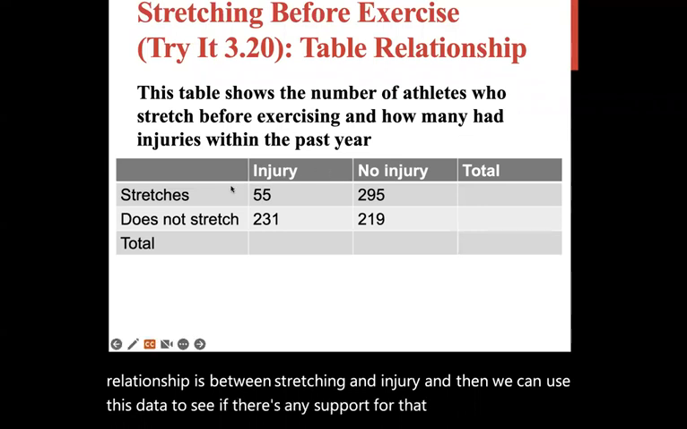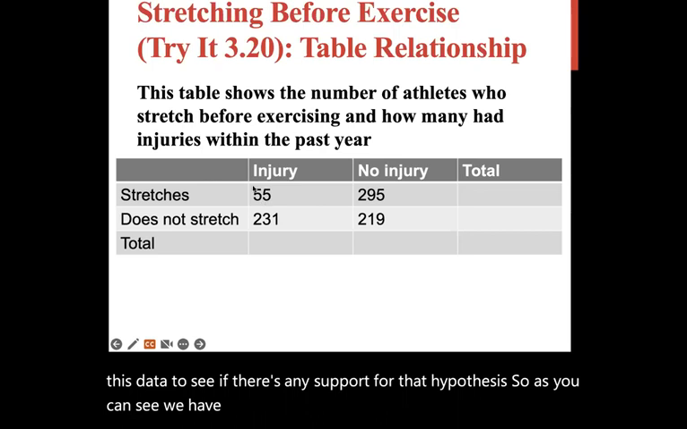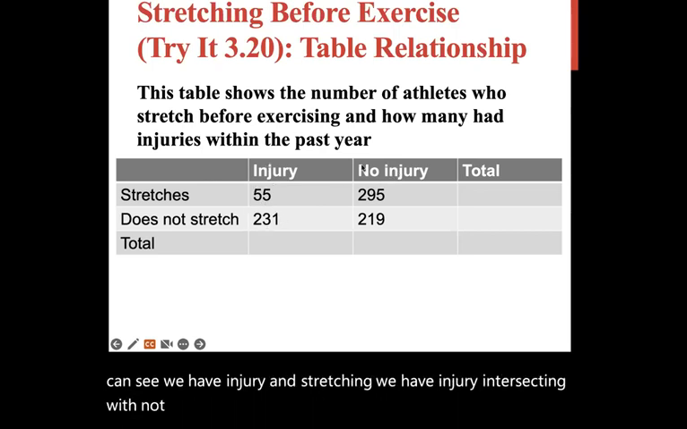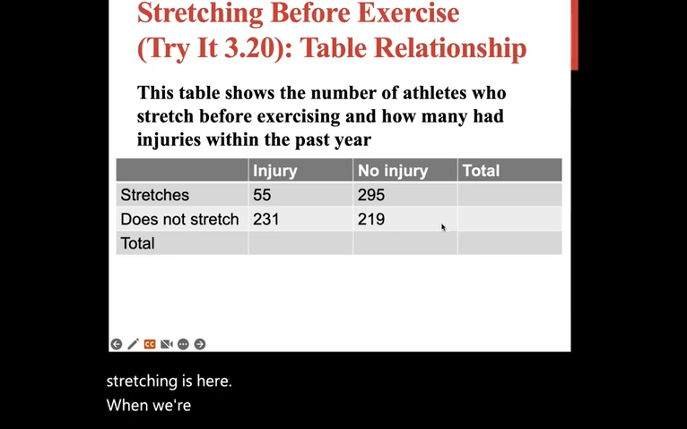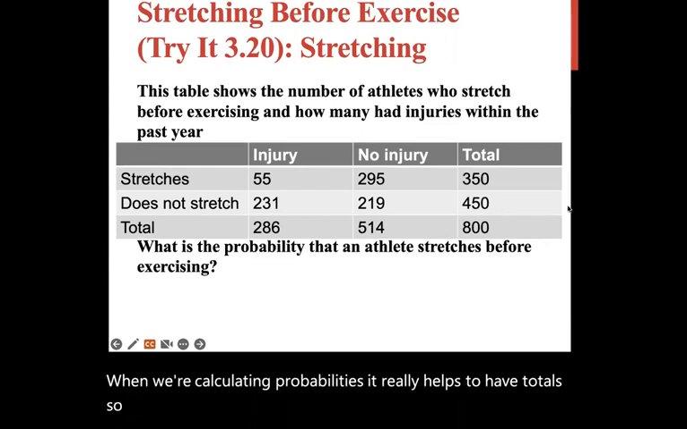So as you can see, we have injury and stretching. We have injury intersecting with not stretching. We have no injury intersecting with stretching in this number, and then no injury and not stretching is here. Now, when we're calculating probabilities, it really helps to have totals. So let's calculate some totals.